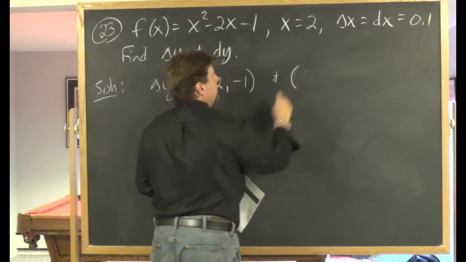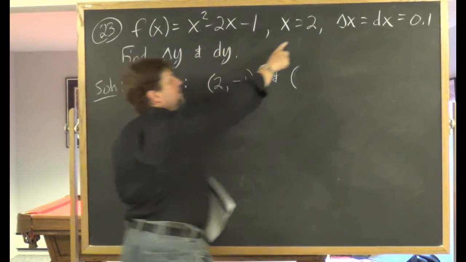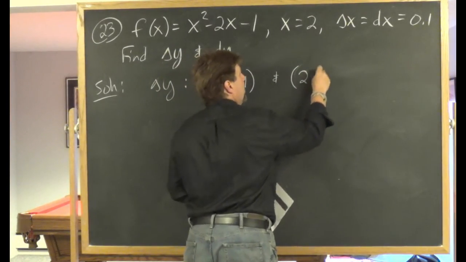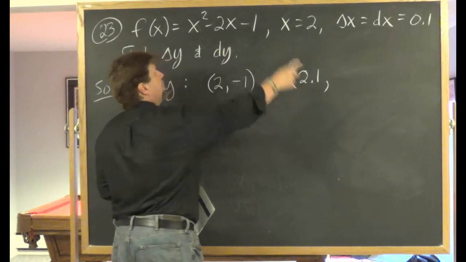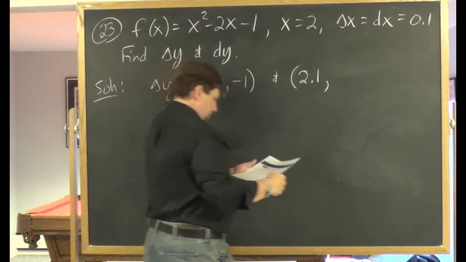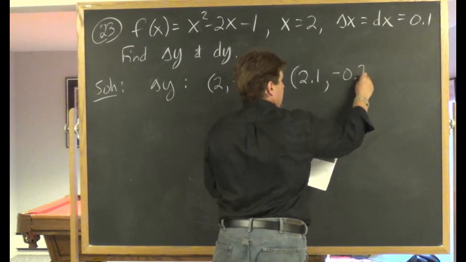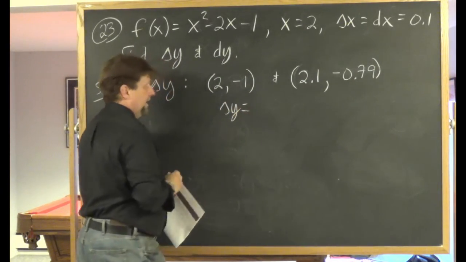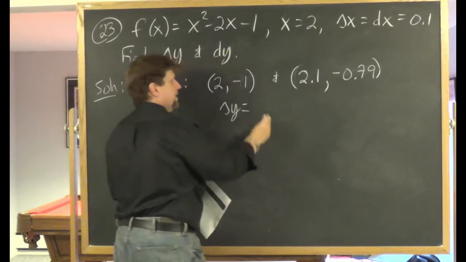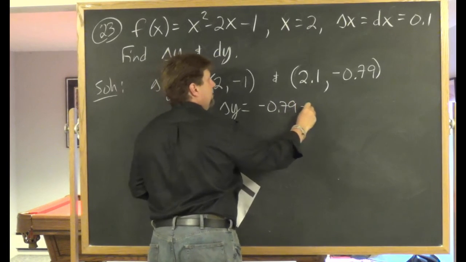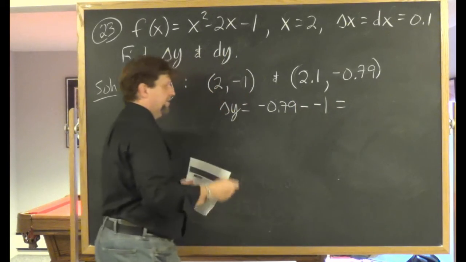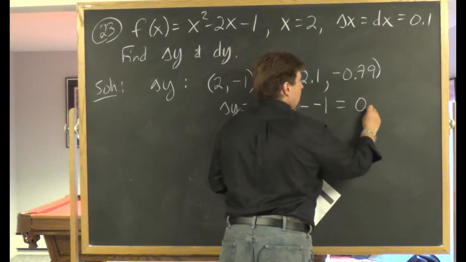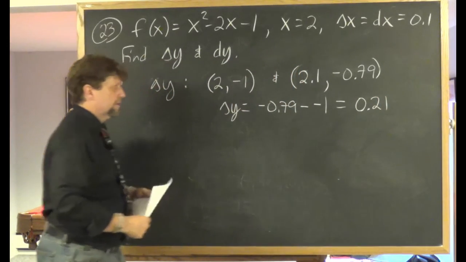And see the next x coordinate, well, we're starting at x is 2, delta x is 0.1, so 2 plus 0.1 is 2.1. To get the y coordinate, 2.1 comes in here for the x's, and you should have gotten negative 0.79. So that tells me delta y is the change in these y coordinates. It's a negative 0.79 minus a negative 1. So negative 0.79 minus negative 1, that's 0.21. That's what the change in the y coordinates would be.